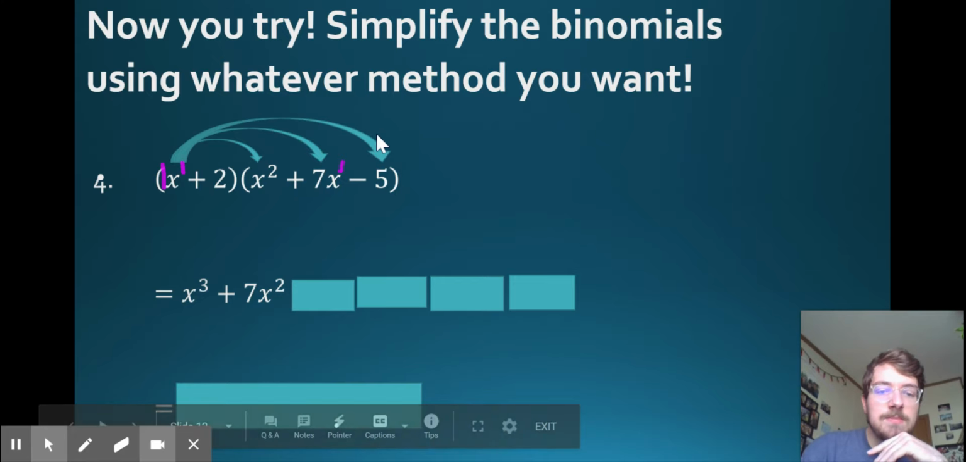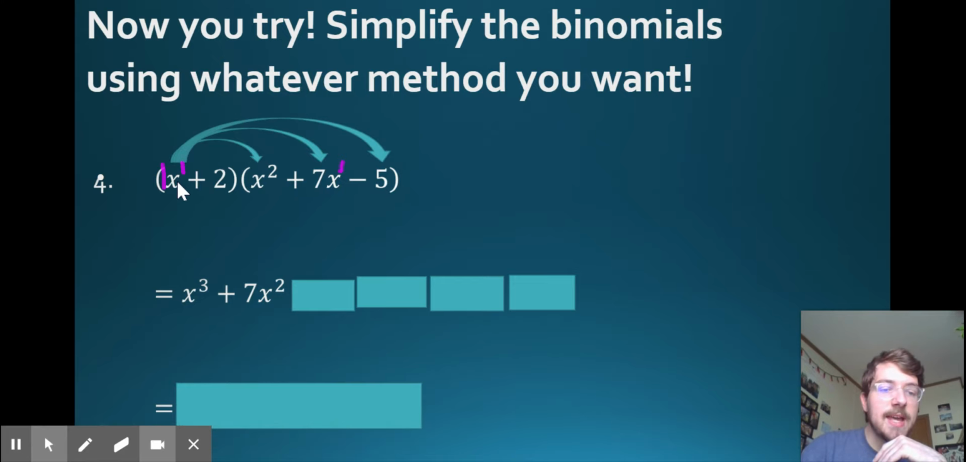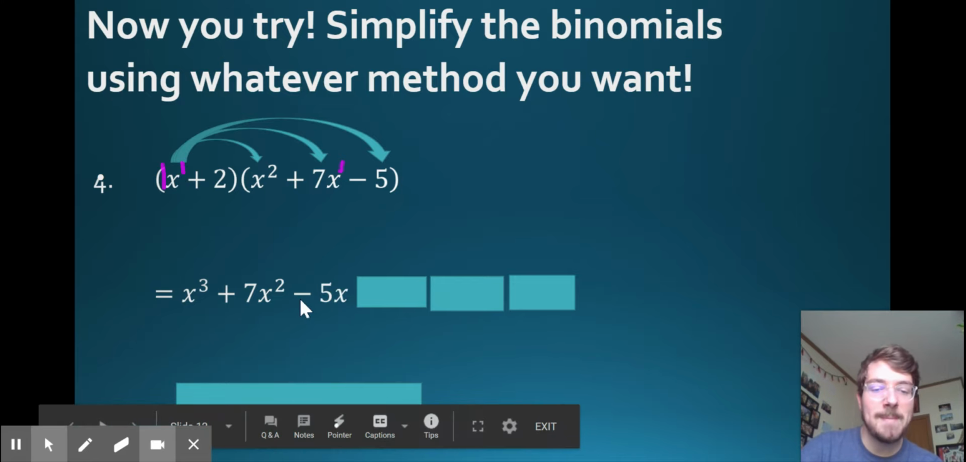And I got to multiply this one by the third term. So I've got x to the 1 times negative 5. So negative 5 times 1 is negative 5. And this one is the only one with an x, so we're going to slap it on there. So I should have minus 5x for that one.